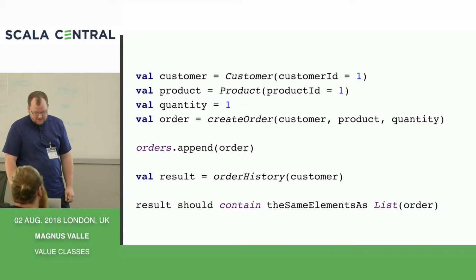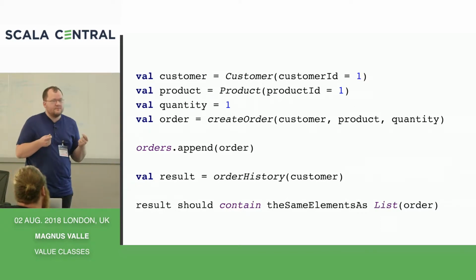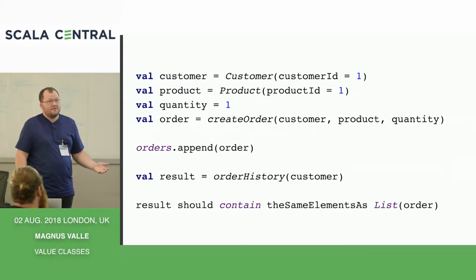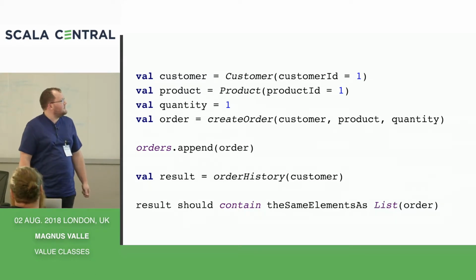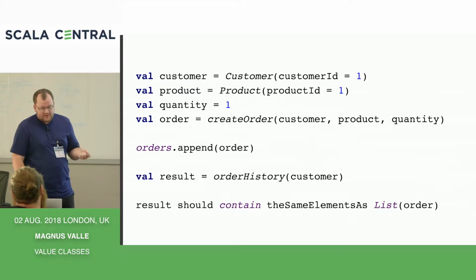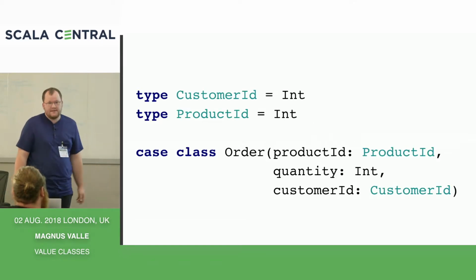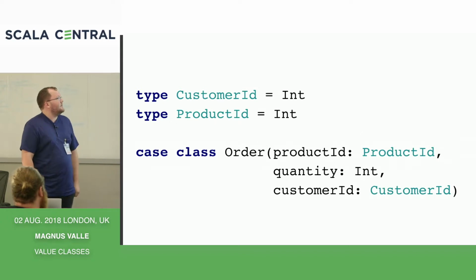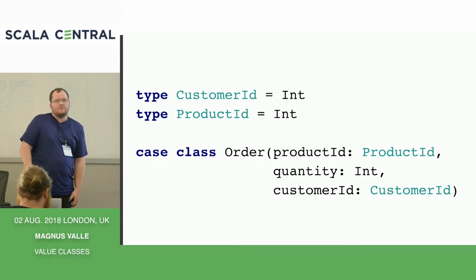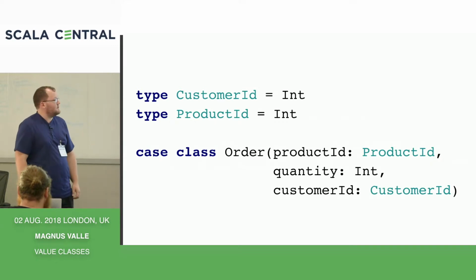So what do we want to do? Really we want to not have integers as product IDs or customer IDs, because they are not integers, they are identifiers. Scala has a language feature called type aliases, which allows you to alias the integer to a different type. So you can create another type, say ProductID, and assign it to an integer. It gets compiled down to an integer, and it has no performance overhead.